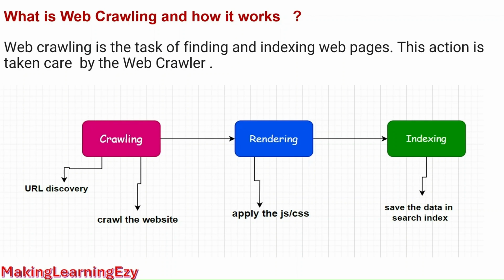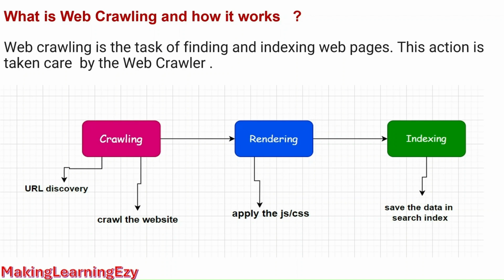Web crawling consists of 3 steps which I highlighted in the attached screenshot: crawling, rendering and indexing. So let's talk about each step one by one. The first step is crawling. In crawling, the web crawler finds the URLs which need to be crawled. Once the URLs are found, the crawler starts visiting those URLs and downloads the content or the web page.